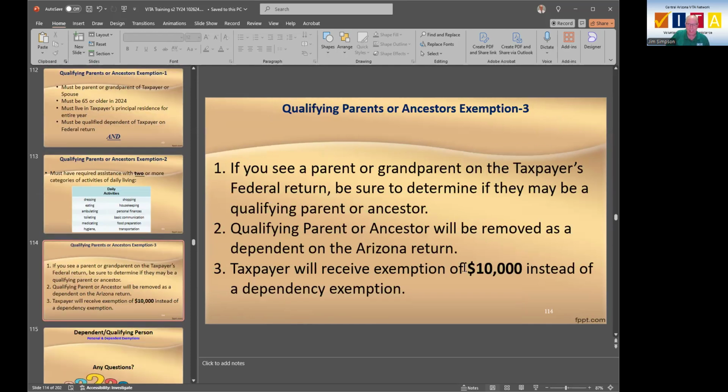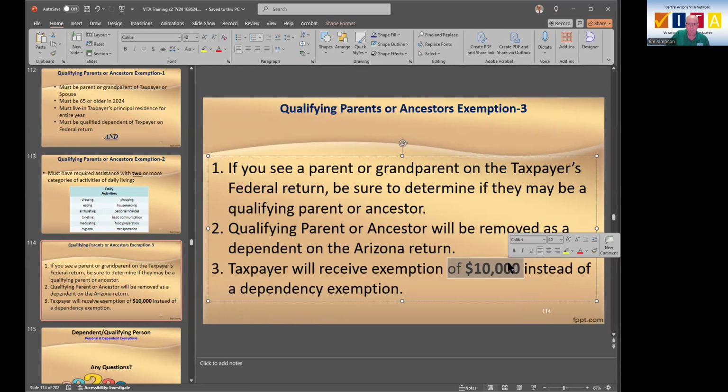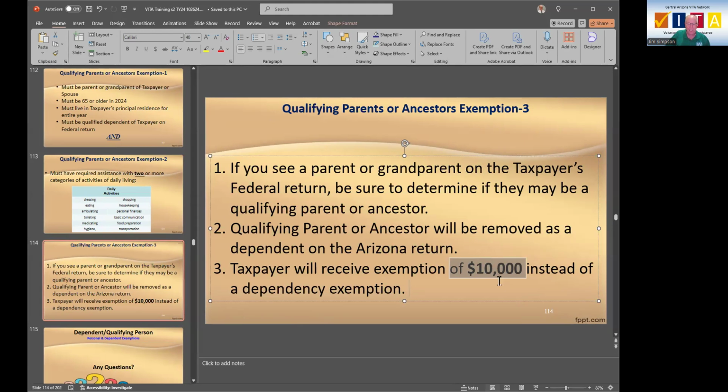You're going to get a $10,000 exemption, meaning you can reduce your income by $10,000 instead of getting the dependency exemption, which on the Arizona return, it's a credit and it's only worth $50, right? This is way better. $10,000 at 2% could be worth up to $200. Okay.